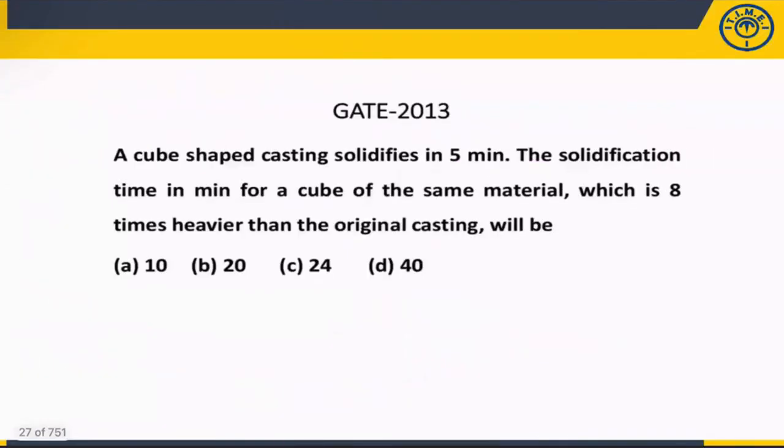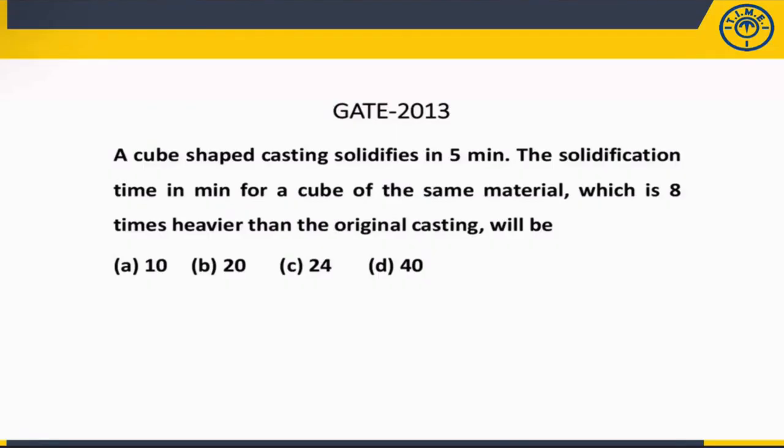So try to solve this problem. This is based on the solidification time. A cube-shaped casting is solidified in 5 minutes. Now you have to calculate the solidification time in minutes for a cube of the same material, which means the K value will be the same, which is 8 times heavier than the original casting.